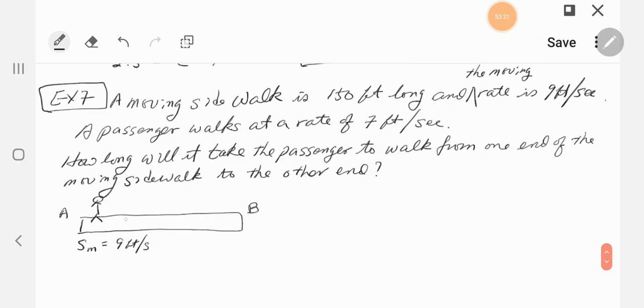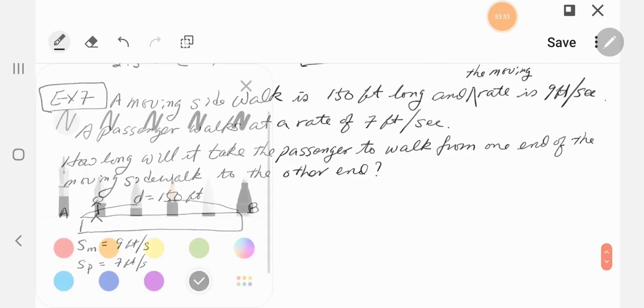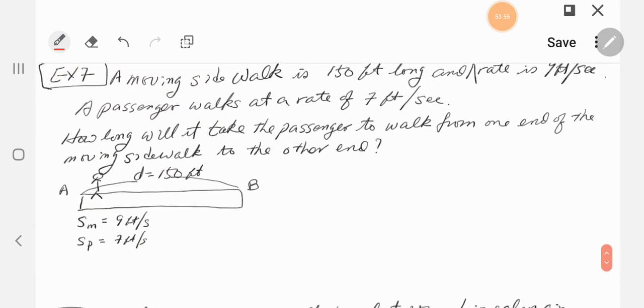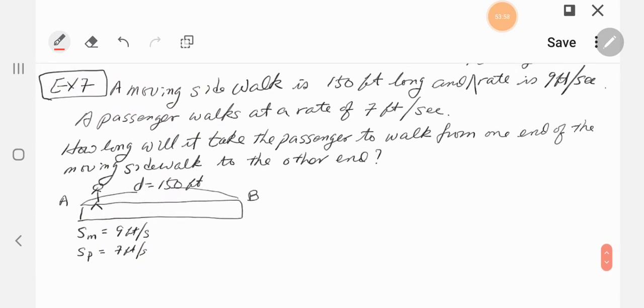All right. And then the sidewalk is 150 feet long. And the speed of the passenger is 7 feet per second. So the question is, how long will it take the passenger to walk from one end of the moving sidewalk to the other side? So what will be the total distance of this passenger?